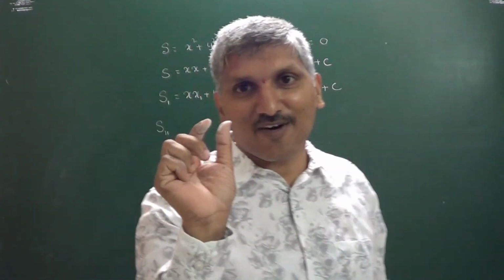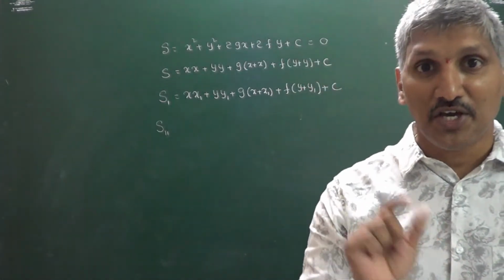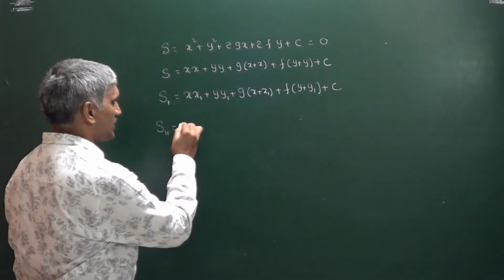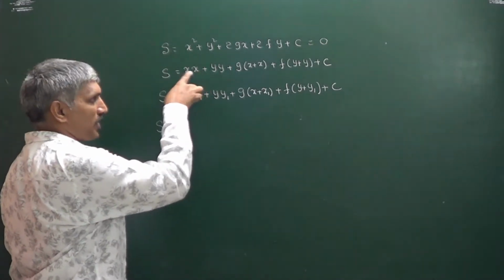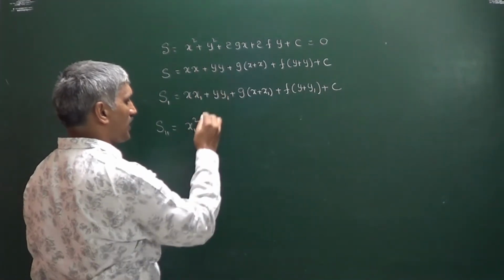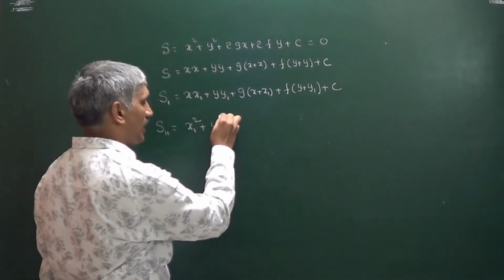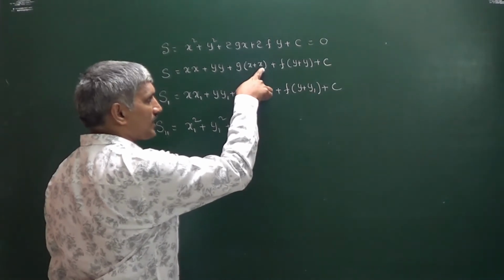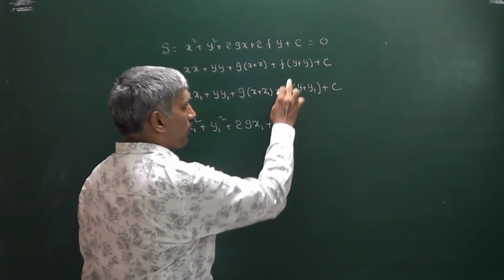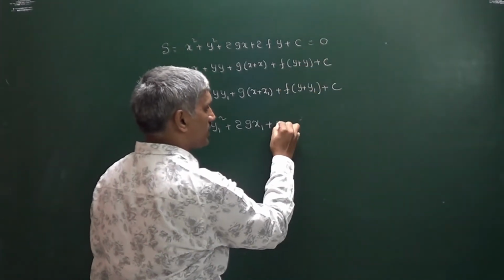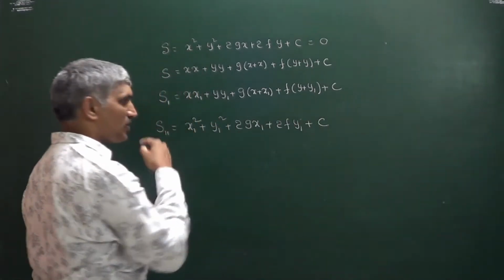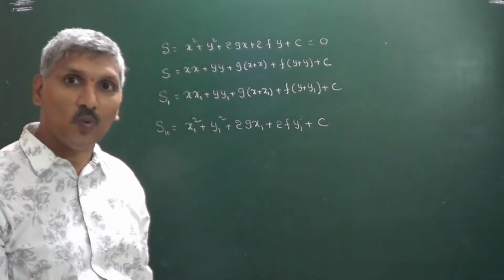Now, sir, what is S11? In place of both x, write x1. In place of both y, write y1. So then what does it become? This is nothing but x1 into x1, that is x1 square, y1 into y1, that is y1 square, plus x1 plus x1, 2x1, that's why we get 2gx1, y1 plus y1, 2y1, that's why we get 2fy1, plus c. That is the notation S11.